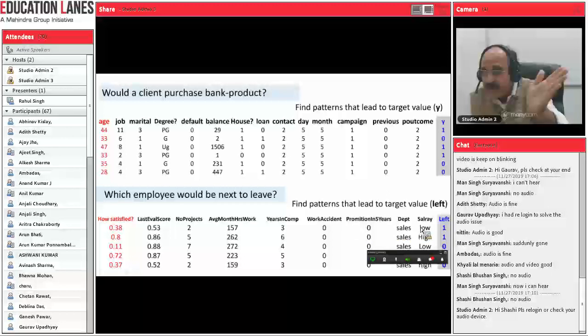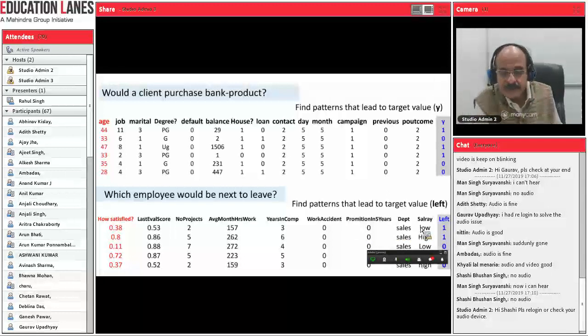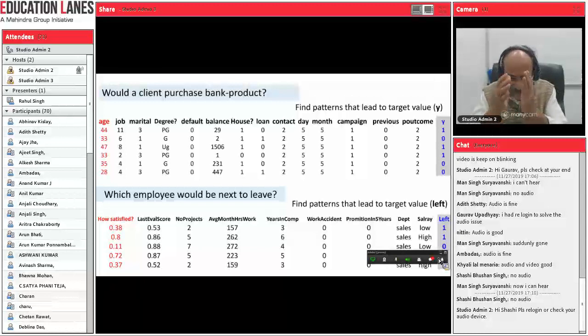which department he is working in, what his salary is, and there are other columns which I am not able to display here. The last column is from the organization's data, whether this person has left or is still continuing. 1 or 0. 0 means he is still there, 1 means he has left. So given this training data, this example data, again I run it through an algorithm, try to build patterns that will help me make predictions, or try to build a model that will help me predict which employee is about to leave.